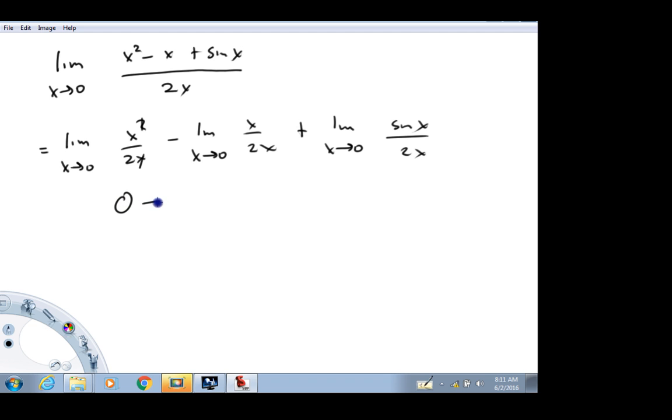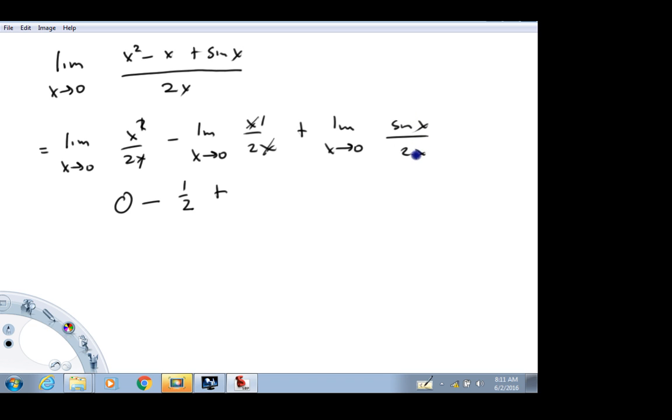Minus x over 2x. These are going to cancel. This is now just 1/2. There is no x there. It's just a 1/2. So the limit as x approaches 0 is 1/2. Plus, now we'll look around over here. Here's where we're going to use the famous limit of sine theta over theta going to 1 as theta goes to 0. But in order to use that, these need to be the same.